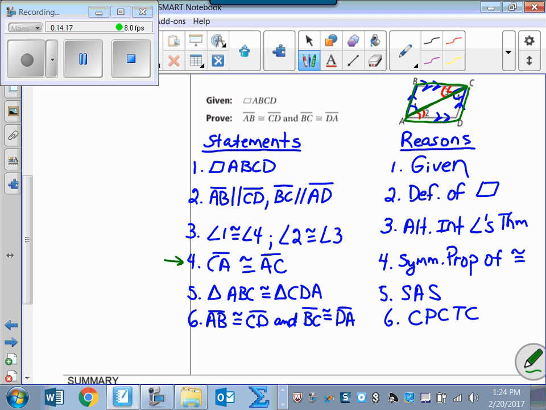And then I can say that my triangles are congruent by side angle side, and finally those opposite sides of the parallelogram are congruent because they're corresponding parts of congruent triangles.